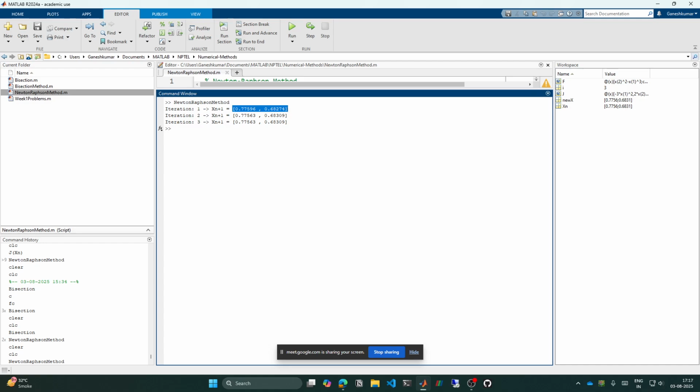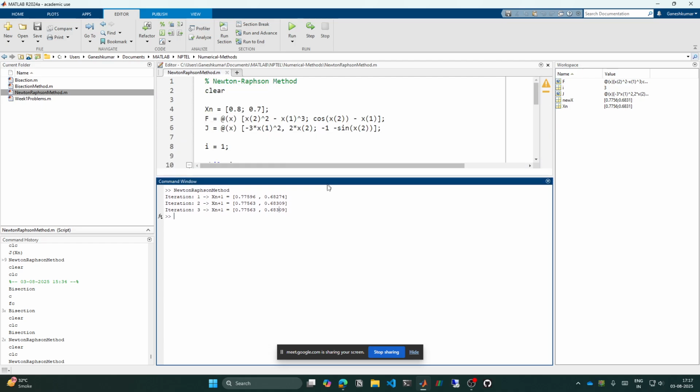It's 0.776. We also got 0.776, and the y value is 0.68274, but that is pretty much close to the real roots of this function, of these two nonlinear functions.